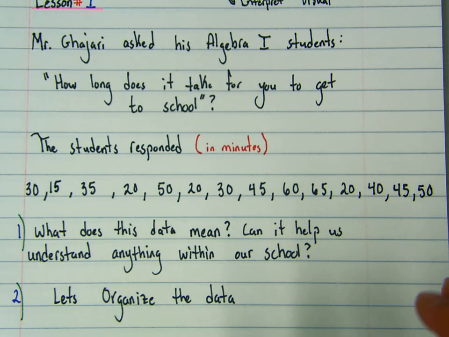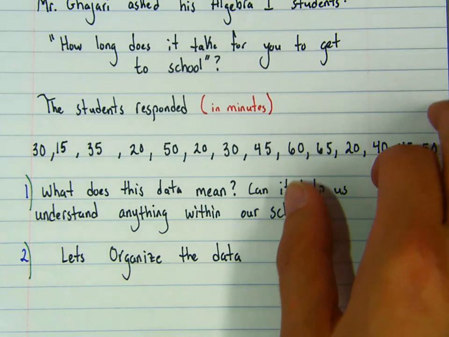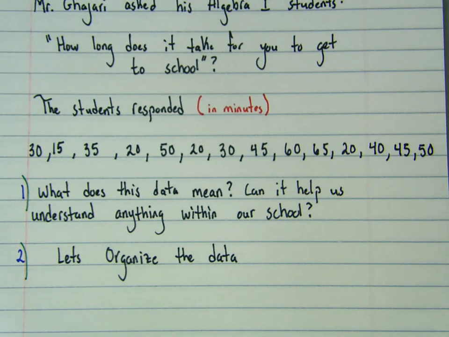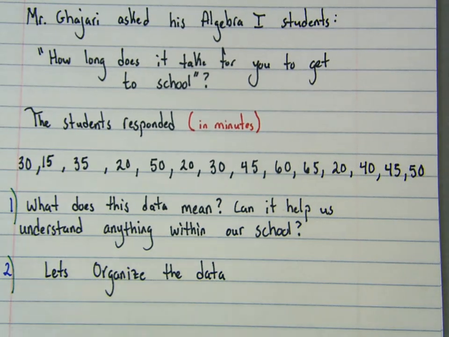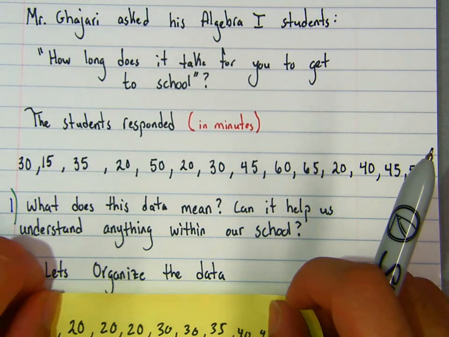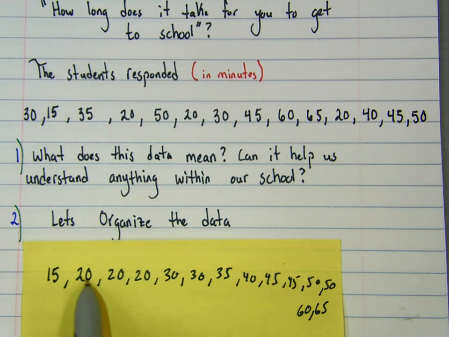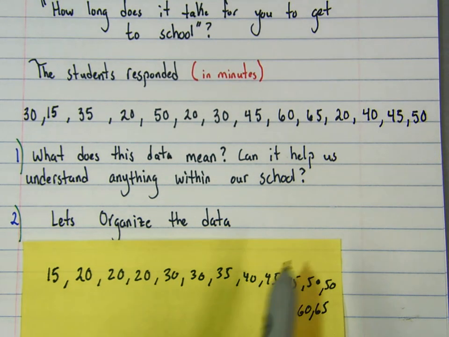All right, so let's say you came back, and what should it look like when we organize these data values? Sorry, I wrote it down over here. It should look something like this. It goes 15, 20, 20, 20, 30, and so on. So you should have that on your paper.